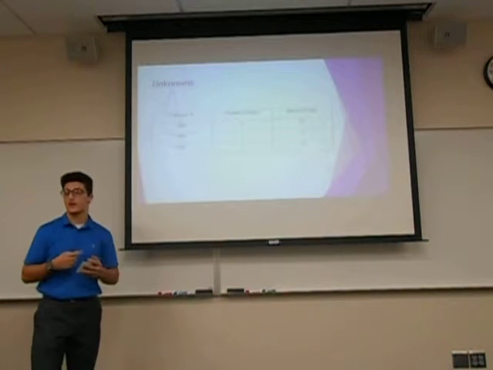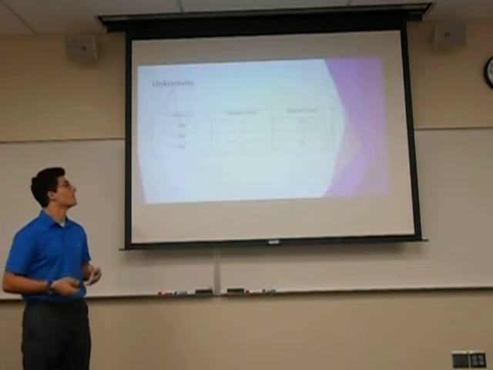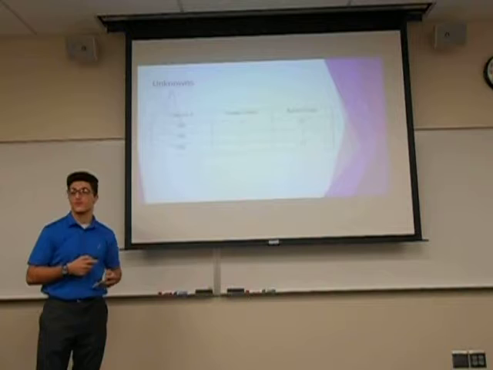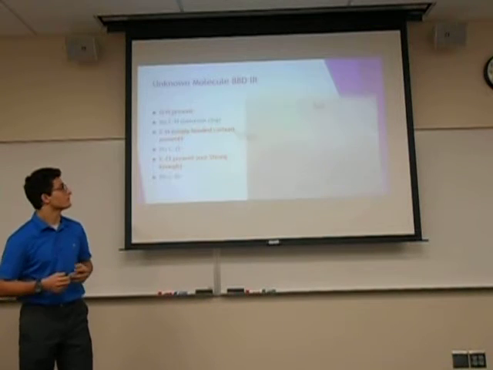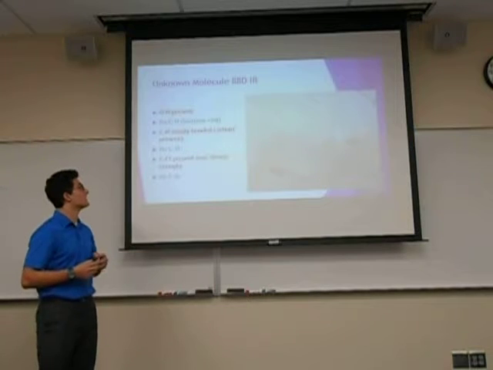Alright, these three right here were my unknowns. I had 88D, 88J, and 88L. These are just the number of peaks and ratios to go along with it. Alright, so first off, we're going to start with 88D.